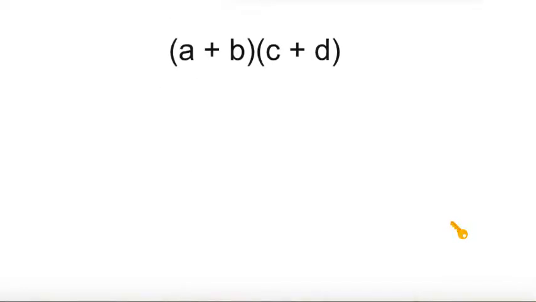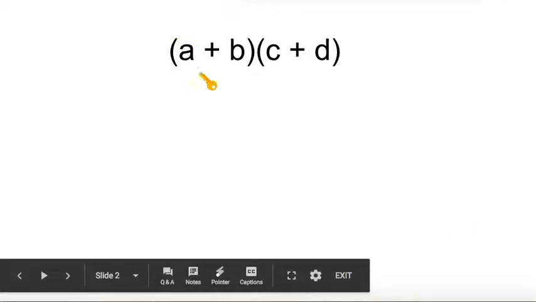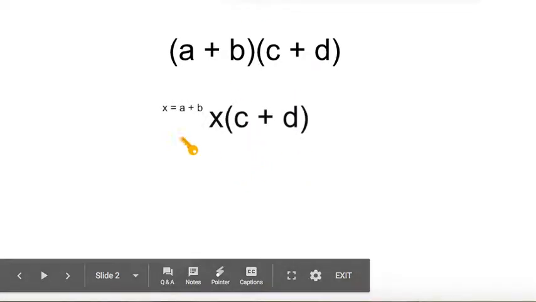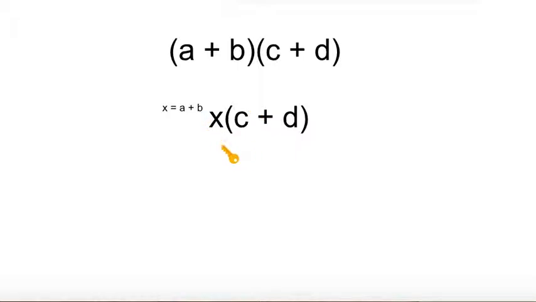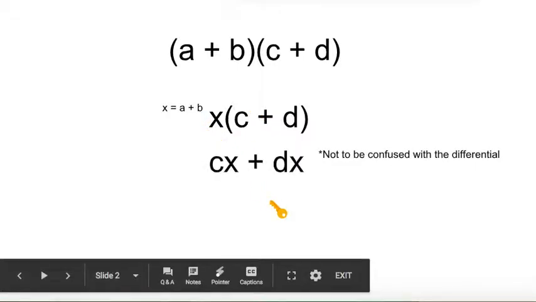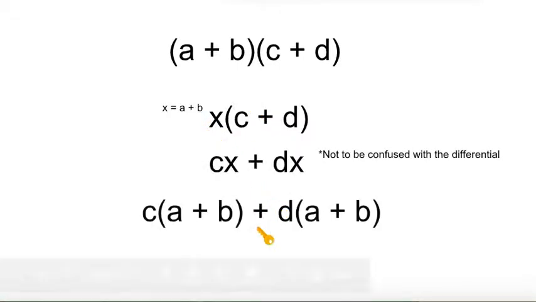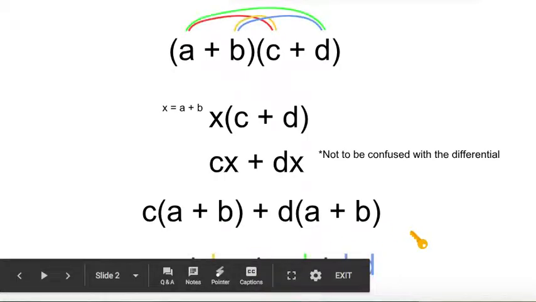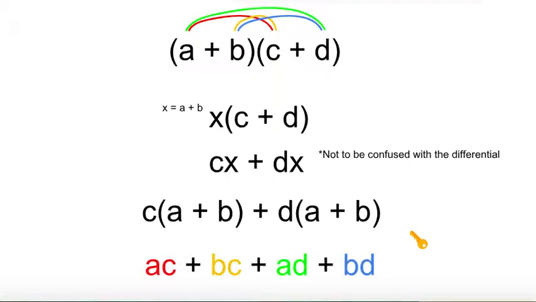Now, let's make a general expression to represent this once we open it up. So let's do the same thing we just did. Set x equal to a plus b, distribute the x amongst c and d, substitute back the a plus b, and then distribute again. And you'll find that we end up with AC plus BC plus AD plus BD.